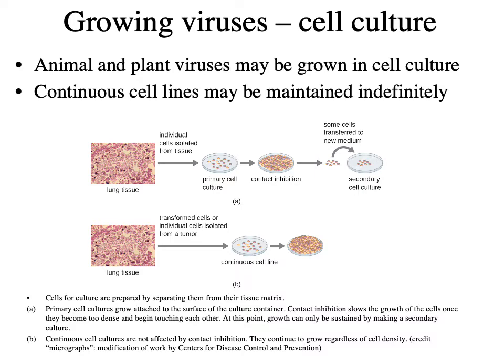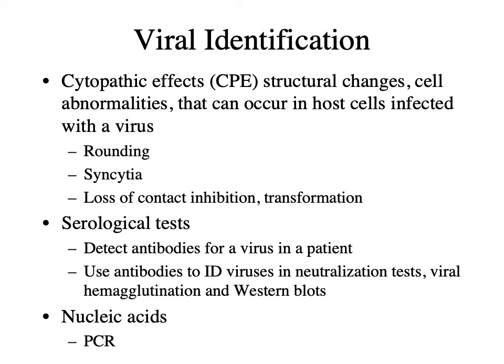These are a few ways that we can identify a virus. We can look at the cytopathic effects. We can look at the CPE that occurs in the host cell when a virus infects it. A virus will cause structural changes to that host cell. It can cause cell abnormalities within that host cell. It can cause it to change its shape. The host cell can become more round. It's called the rounding of the cells.